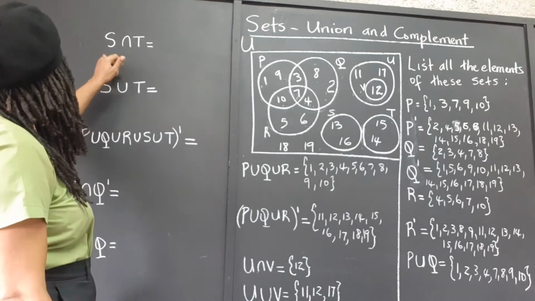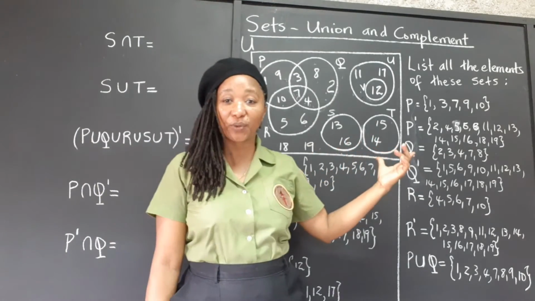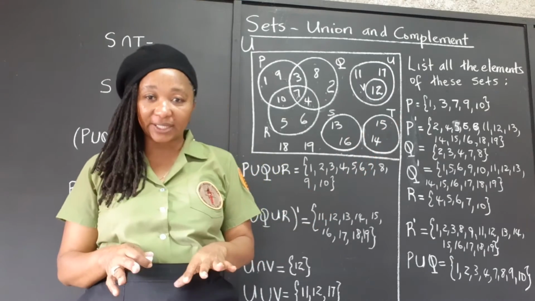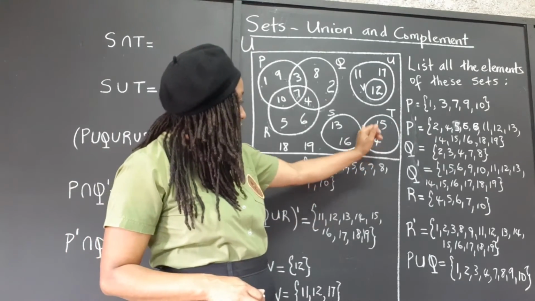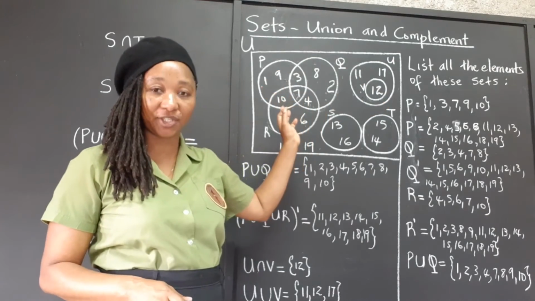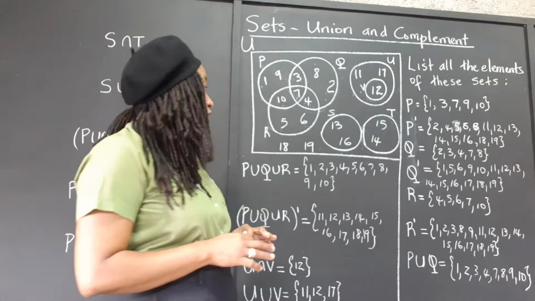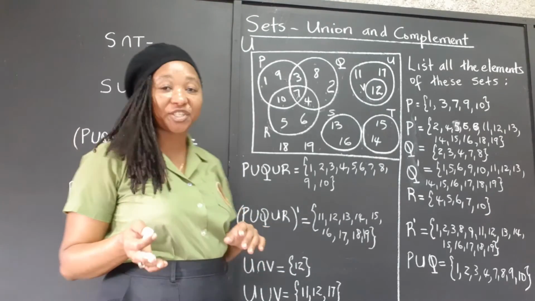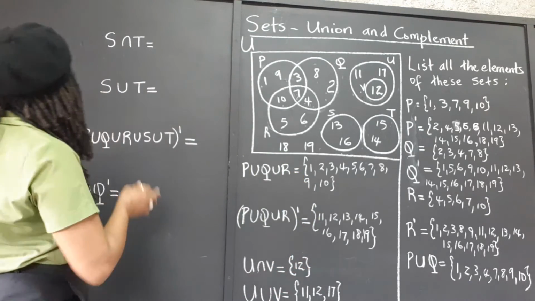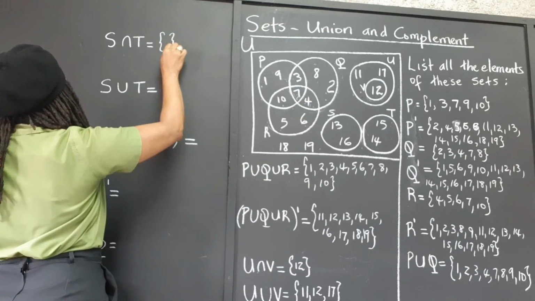Alright, so how about S intersect T? Again, special situation. Set S and set T are disjoint. They do not overlap. They are neither subsets nor regular intersection. They don't touch, they don't overlap. So, their intersection then is the empty set, or the null set. So we can just put the empty set.